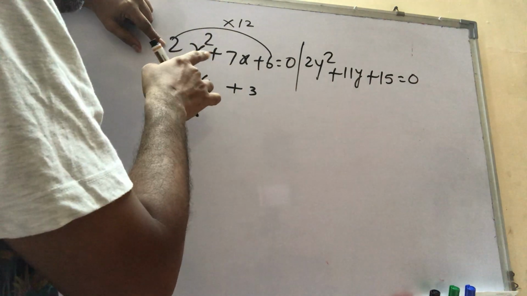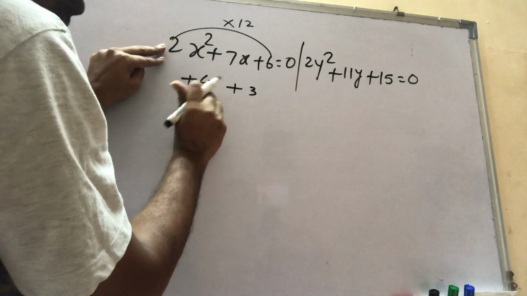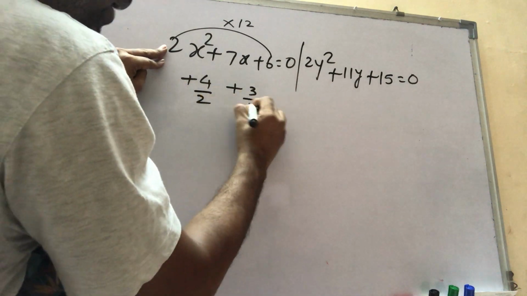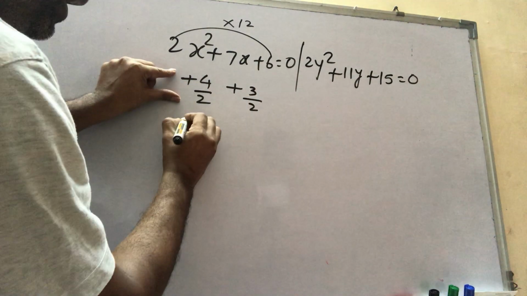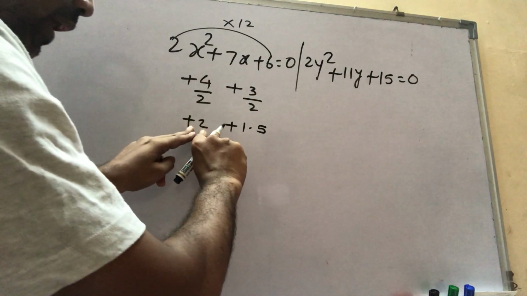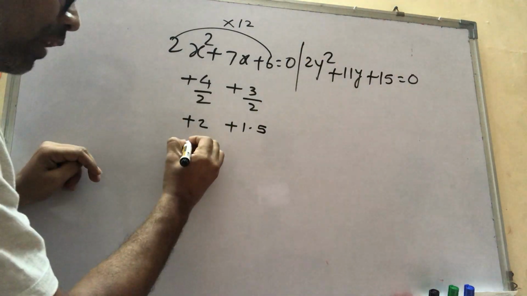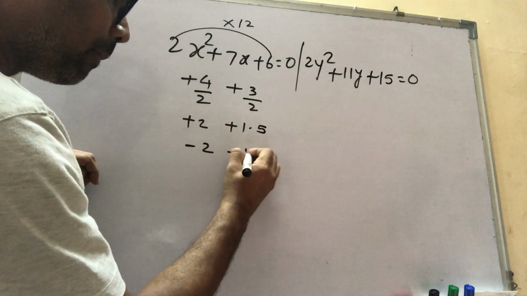So if the number is other than 1, divide those factors by that number. So I will divide 4 by 2 and 3 by 2. So here I will get plus 2 and here I will get 1.5. When you take them on that side, both plus will become minus. So this will be minus 2 and this will be minus 1.5.